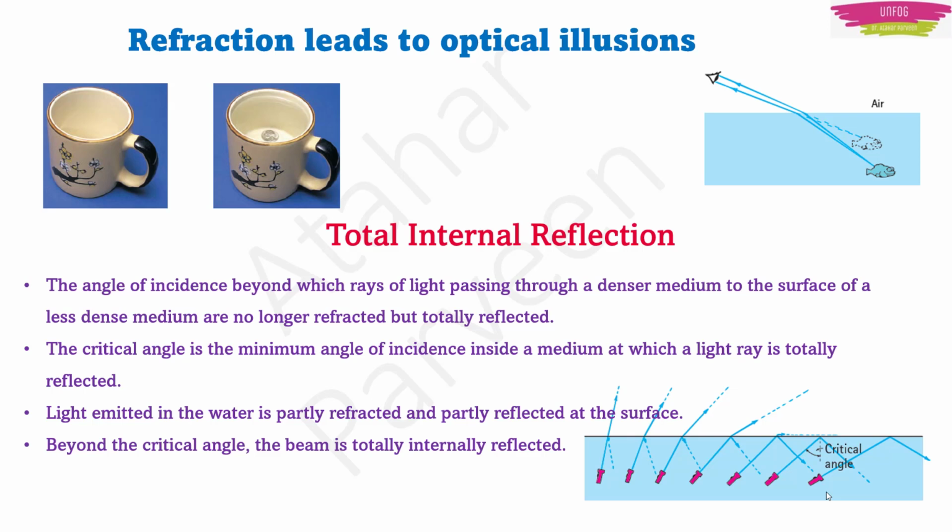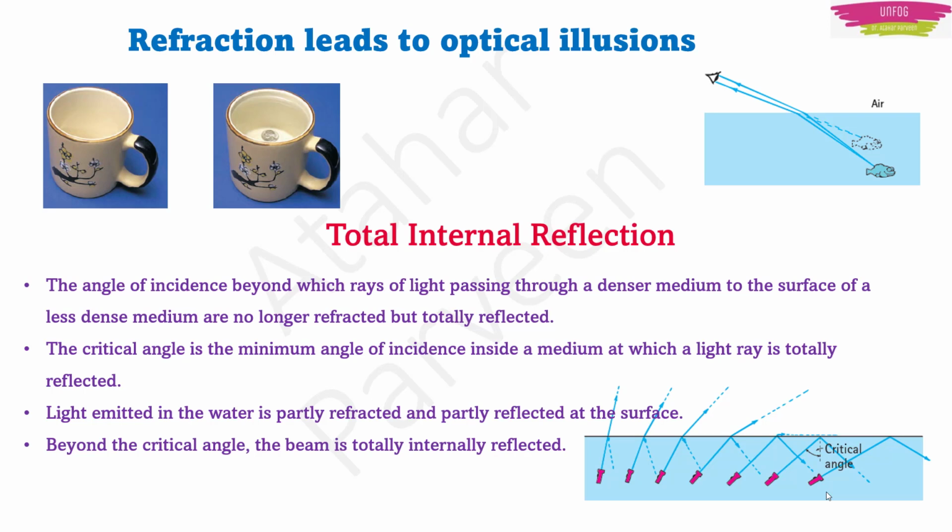Now there is another very important phenomenon known as total internal reflection. What does total internal reflection mean? As the name indicates, if there is total reflection of the light, then you call it total internal reflection. Why internal reflection? Because that reflection is happening inside the medium. That's why you call it total internal reflection. If there is an angle of incidence beyond which rays of light passing through a denser medium to the surface of a less dense medium are no longer refracted, they will get totally reflected.